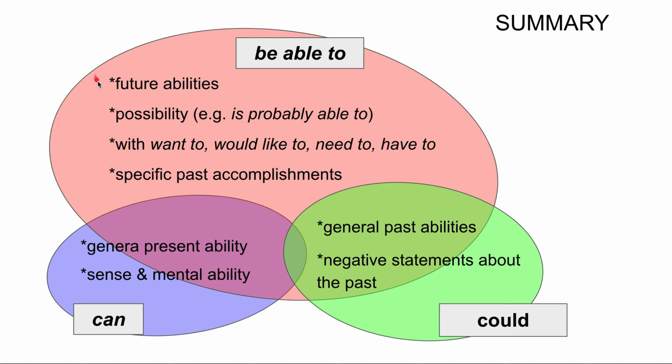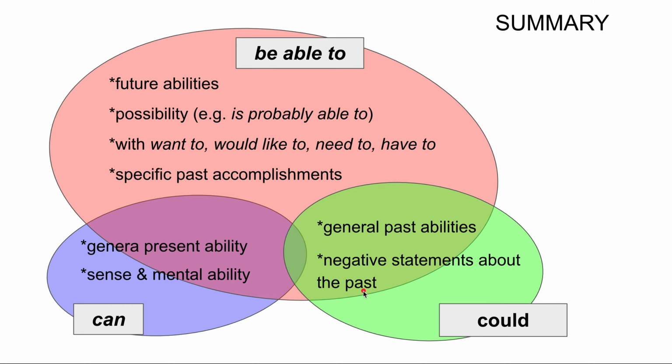Be able to can be used for future abilities. It can be used with possibility, such as is probably able to. It can be used with want to, would like to, need to, have to. And it can be used for specific past accomplishments. Be able to and can be used for general present ability and for sense and mental ability. And be able to and could can be used for general past abilities and for negative statements about the past.